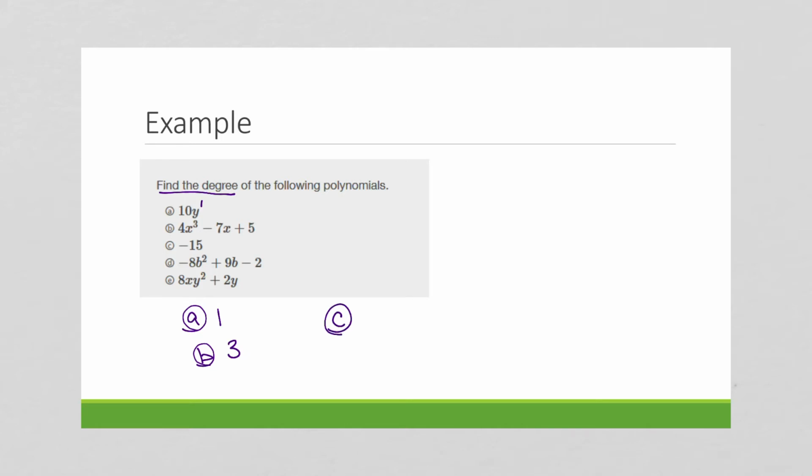On C, this is a constant term, okay? So this has a degree of 0. On D, the highest exponent is a 2, so the degree is 2. And on E, this one's the tricky one, okay, because look at this. You've got 1 here and you've got 2 here. You have to add those together and you get 3. So the degree on E is 3.